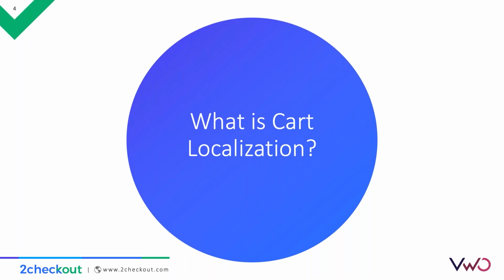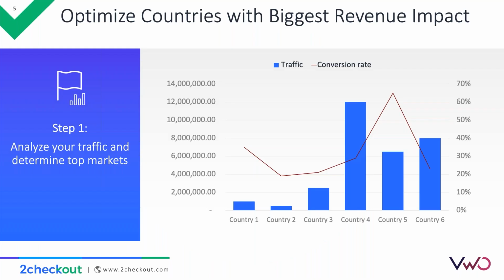So now that we know what card localization is, let's get into how we go about it. And the first thing I want to emphasize here is localization is a process. And the first step to that process is to understand who your visitors are. And to do that, you need to be able to analyze your traffic and determine what your top markets are. And this top market refers to the countries where you get most of your traffic from. Ideally, you want to focus on the countries you get most traffic from, but also have a lower conversion rate than your average, since those will be the biggest increase opportunities for you.